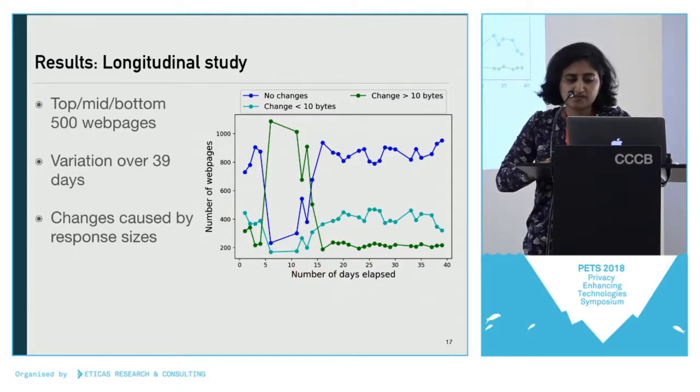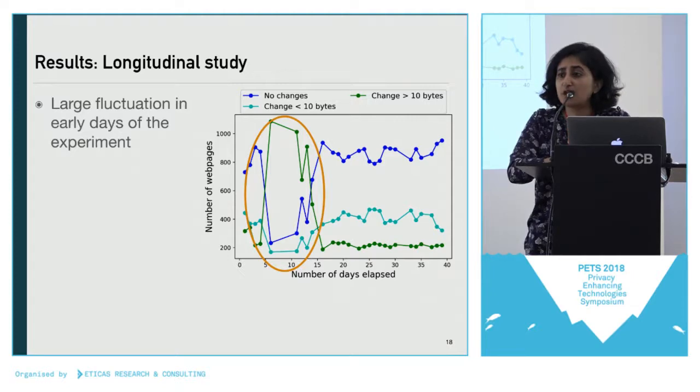In the initial days of the experiment, we actually found some large fluctuations. So there were a large number of web pages that showed a change greater than 10 bytes here. And we are not really sure as to why these fluctuations were caused. Maybe there was some error message which could have contributed to differences in the packet sizes. So we are still running the experiment to see if this behavior occurs again.